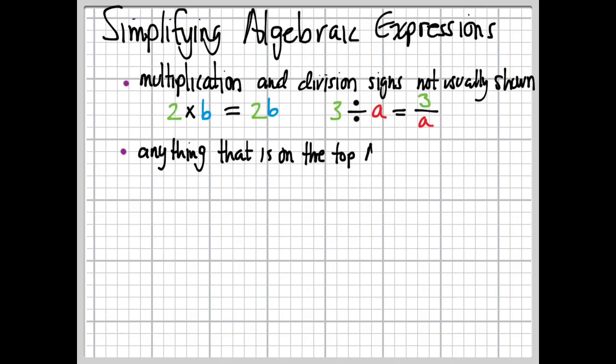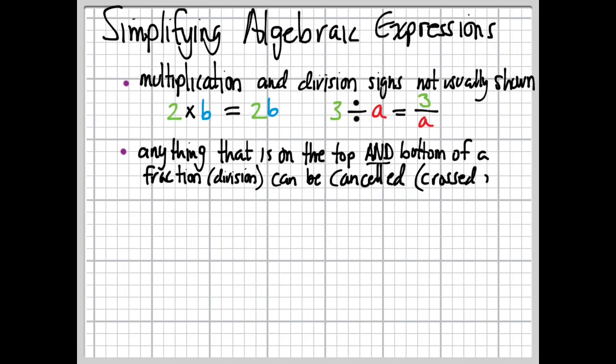Next thing to know is that anything that is on the top and bottom of a fraction, which is division, as we've just seen, right? Anything that's on the top and the bottom of a division problem can be canceled, or in other words, crossed out. Okay, so let's look at some examples.